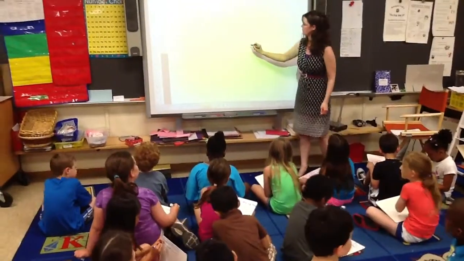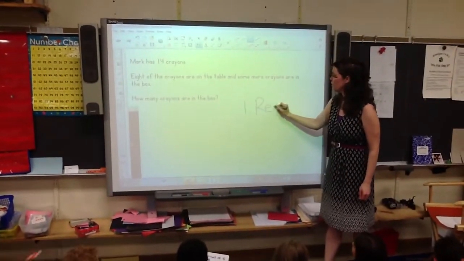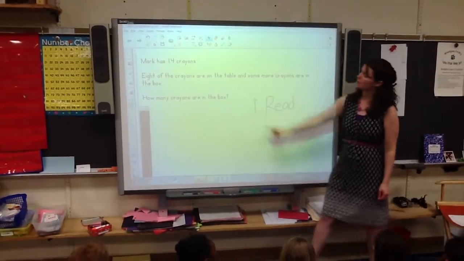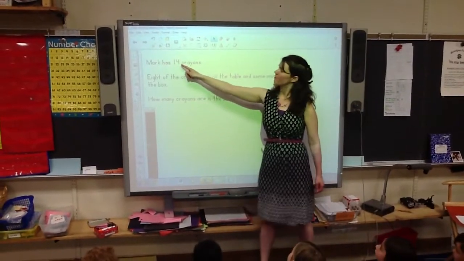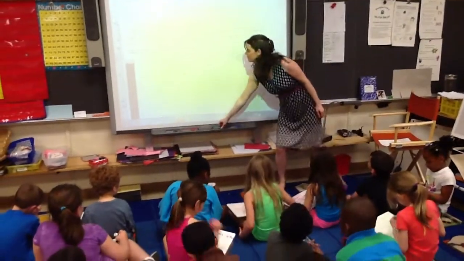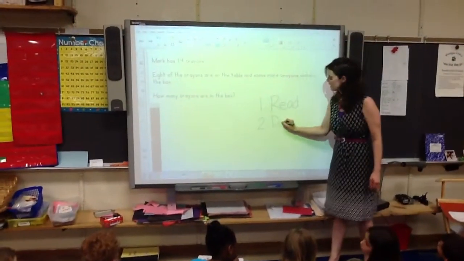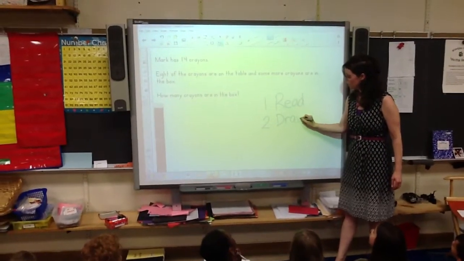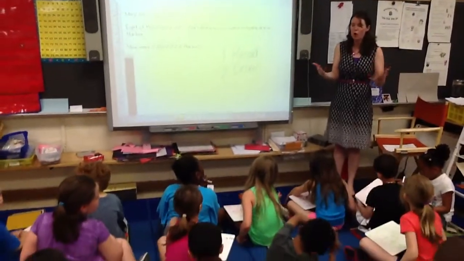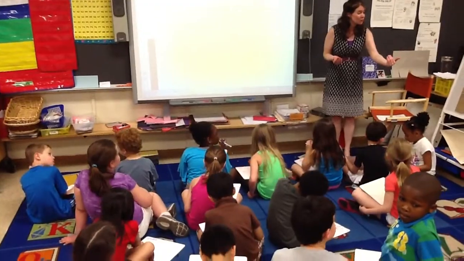So the first thing we do is we read the problem. So let's all read the problem together. Mark has 14 crayons. And then our next step, and so many people did a great job with this, is to draw. We try to draw something from the story. We draw what we hear and know from the story. Can you come up and show us what you were drawing?